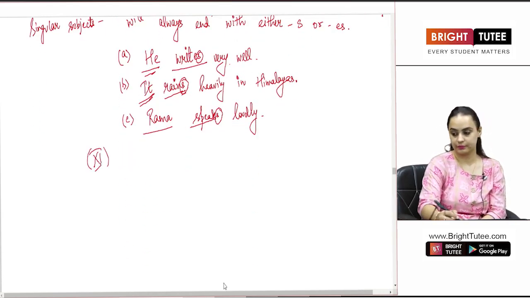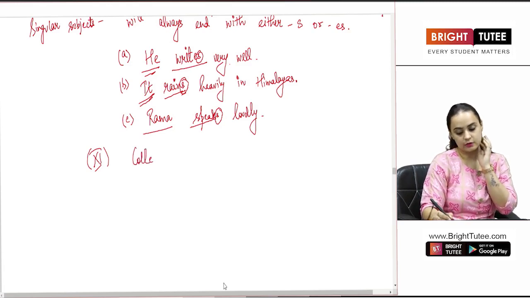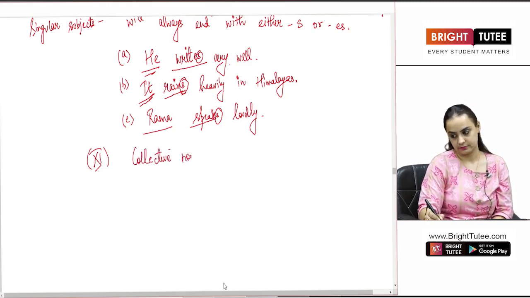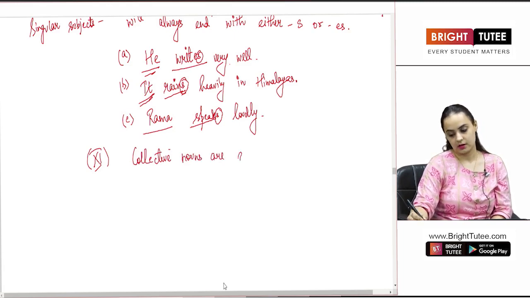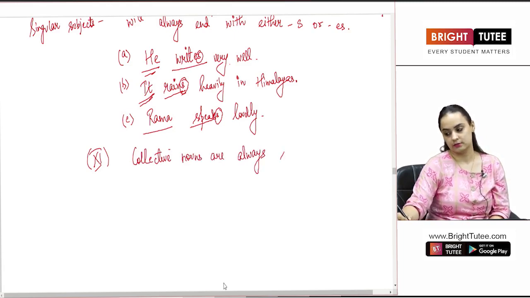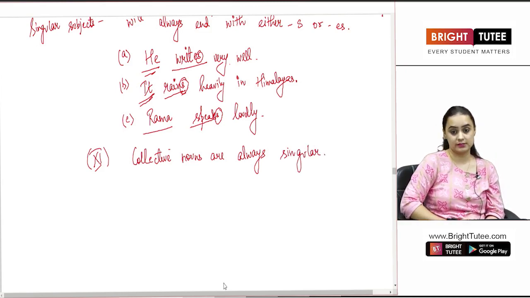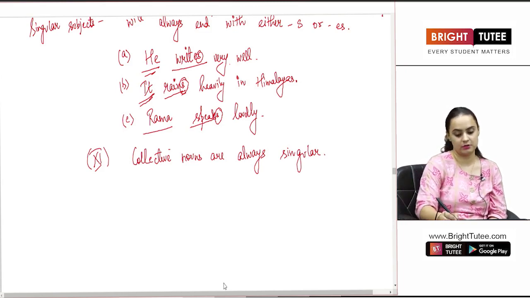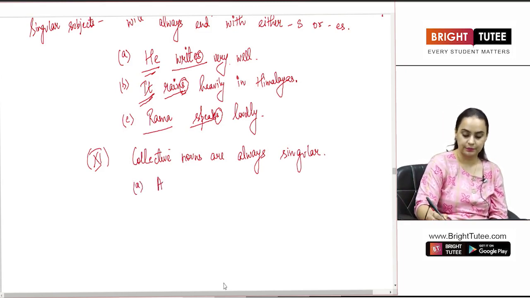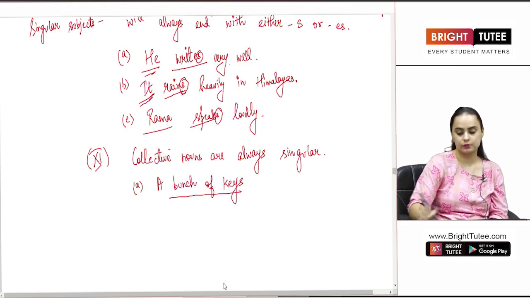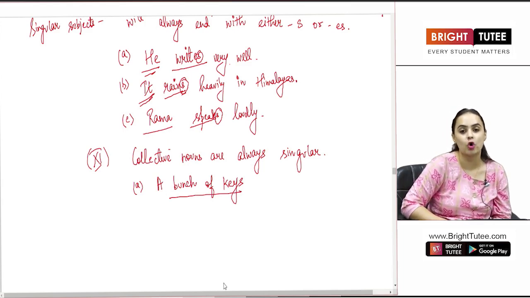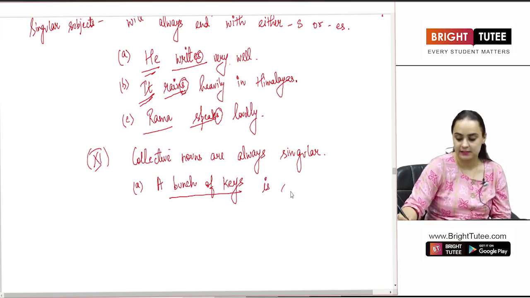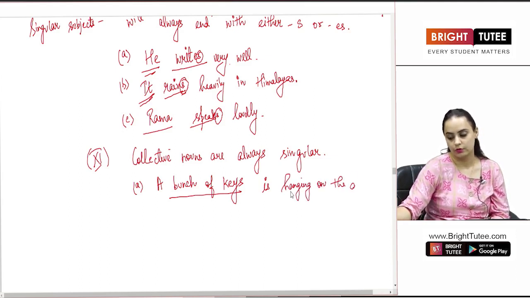Next rule, collective nouns are always singular. Always. Collective nouns are always singular. For example, a bunch of keys. What is my collective noun? A bunch of keys is hanging on the door.